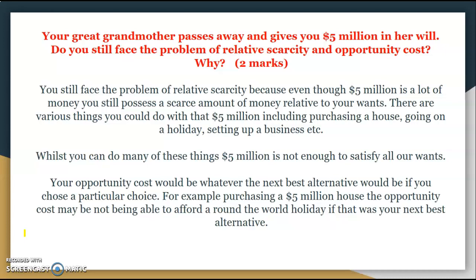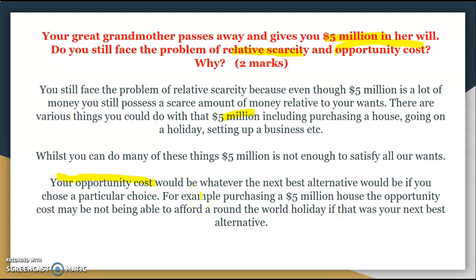First of all, one question from a practice SAC is, your grandma passes away and gives you $5 million. Do you still face the problem of relative scarcity and opportunity cost? And the correct answer is yes. Even though $5 million is a lot of money, you still have a scarce amount of money compared to your available wants. So there are various things you can do with $5 million: purchasing a house, going on a holiday, setting up a business, etc. Whilst you can do many of those things, you may not be able to satisfy all of your wants. So the opportunity cost would be whatever decision you chose not to make.